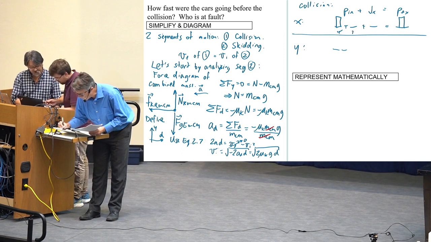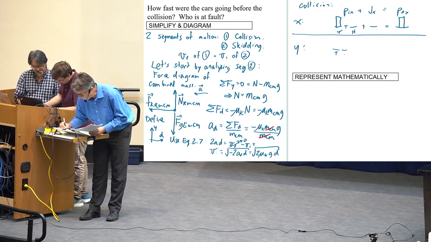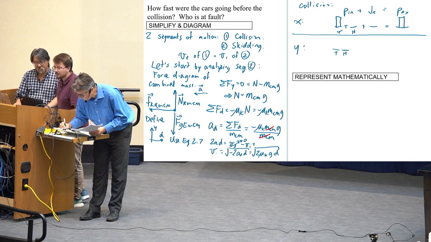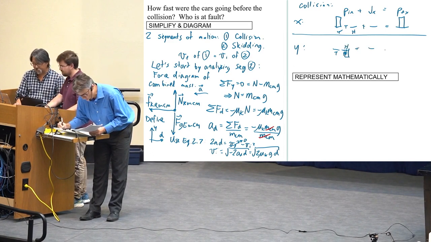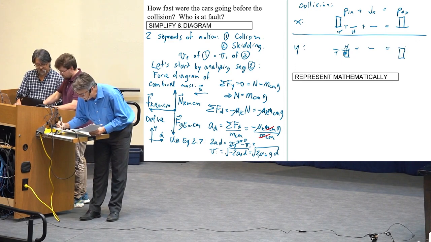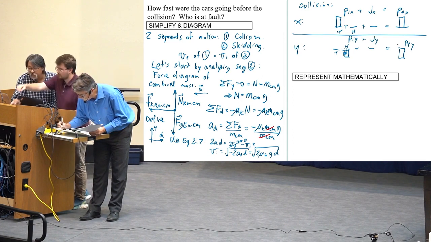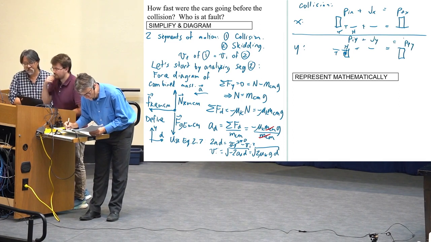You've got this is the Hummer. The Toyota is not moving in the y direction. The Hummer has some momentum, actually negative, right? Should have drawn this up like that. Plus 0 impulse. And so this is going to have some big negative p final in the y. p initial in the y direction plus Jy equals p final y.